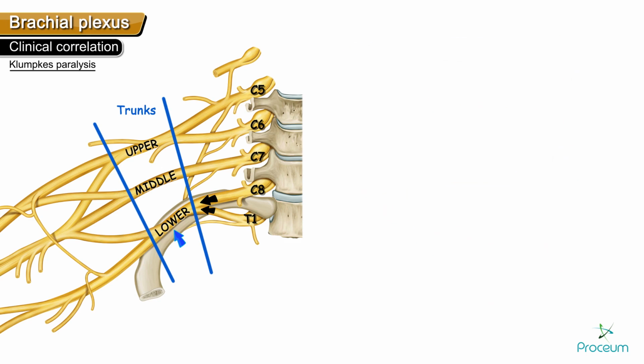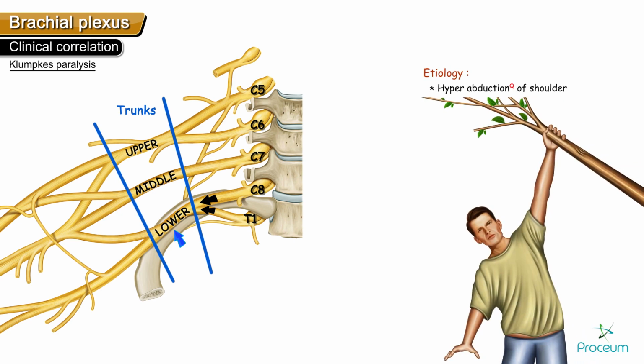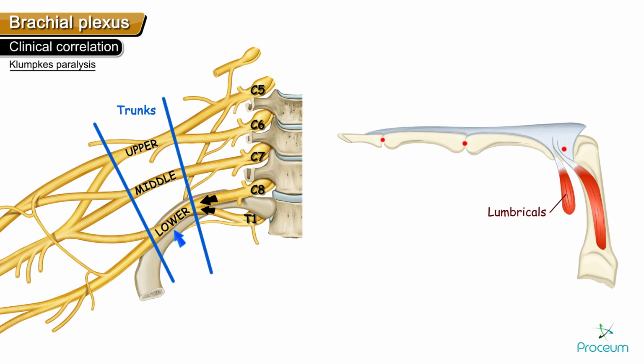Klumpke's paralysis or the lower trunk injury occurs when there is a hyperabduction of the shoulder, when there is undue abduction between the arm and the trunk, as that happens while holding on to something during a fall. While clutching onto something during a fall, when there is a hyperabduction of the shoulder, it leads to lower trunk injury or Klumpke's paralysis.